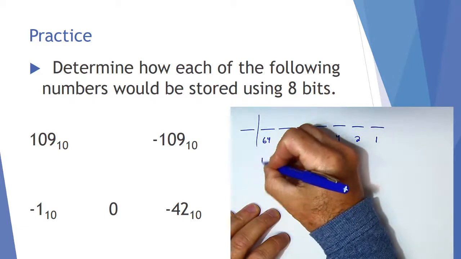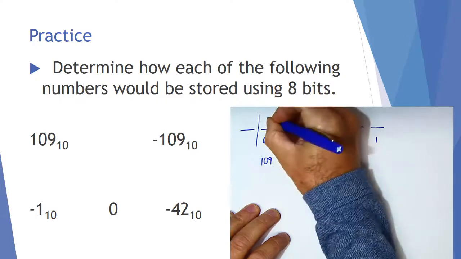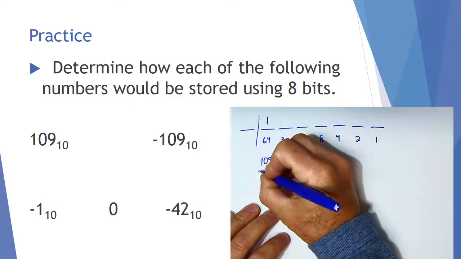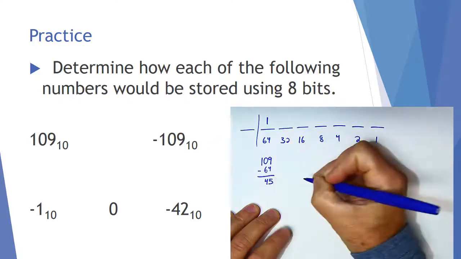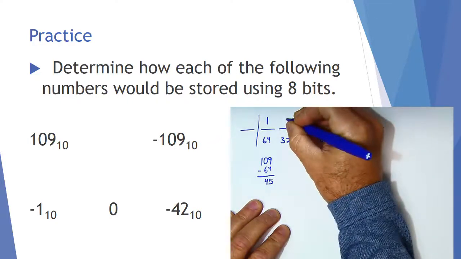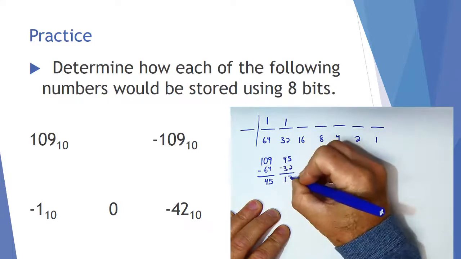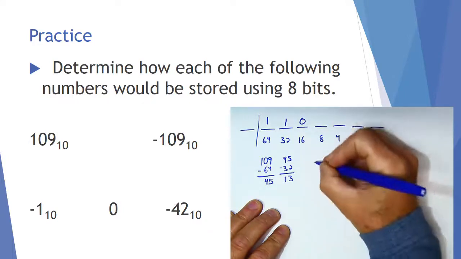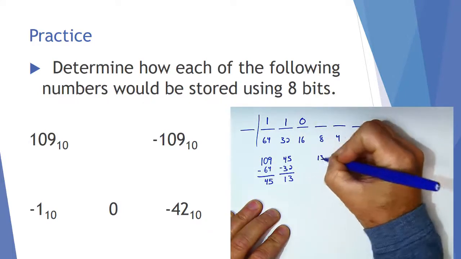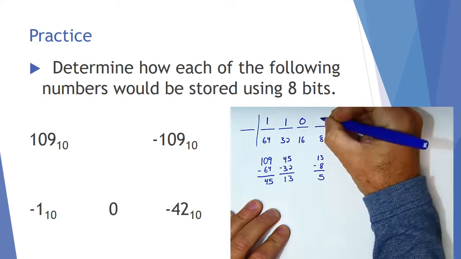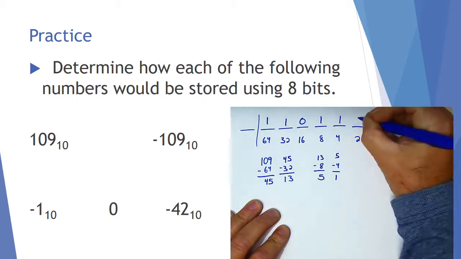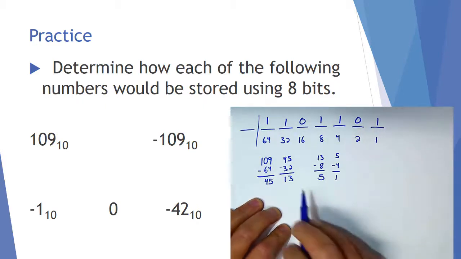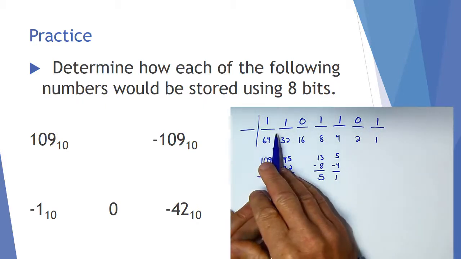If we had numbers that were too big, we'd need more digits, but we're just limiting ourselves to 8. So the number in question is 109. 64 fits in there, and in fact it fits in one time. So if we subtract that, we're left with 45. 32 fits into 45 one time. That leaves us with 13. 16 doesn't fit in there, but 8 does, and that leaves us with 5. 4 fits into 5, and that leaves us with 1. And so there's our binary representation for 109.